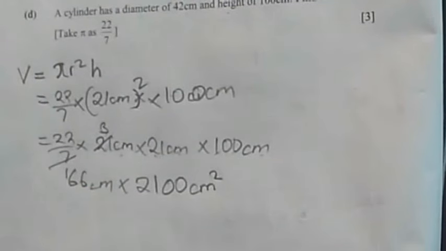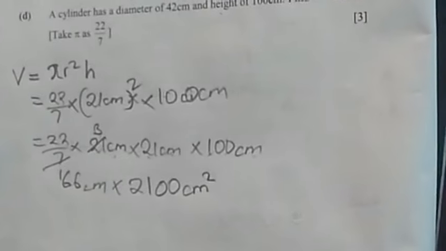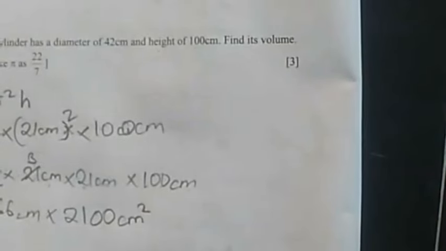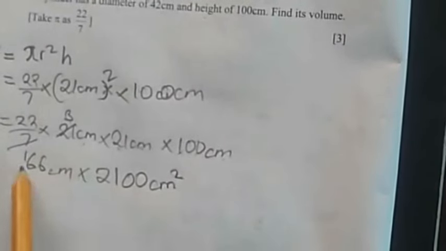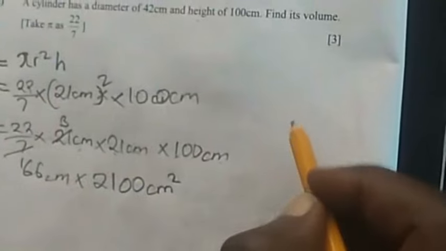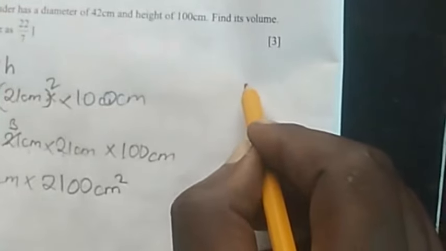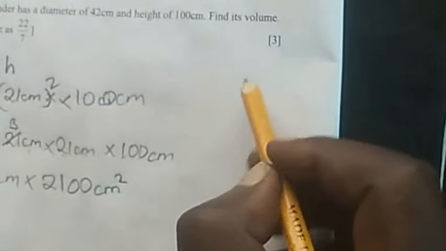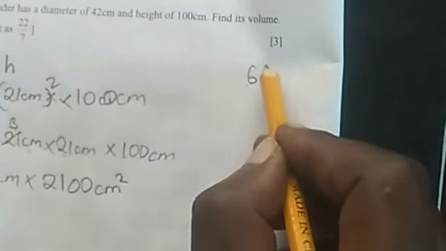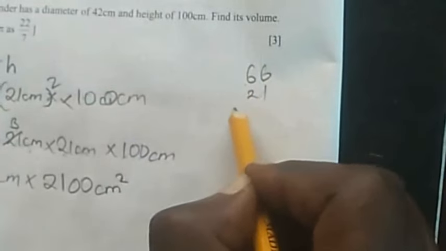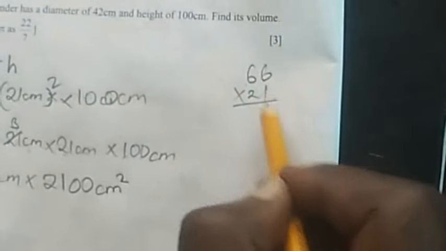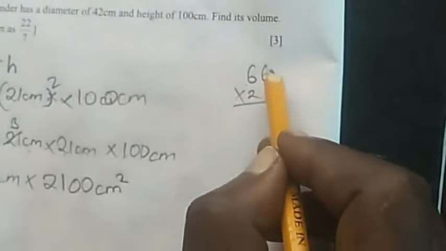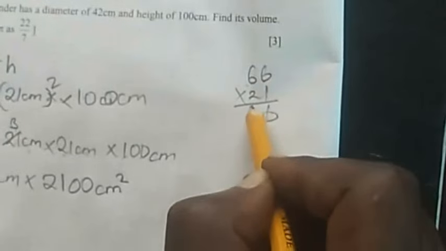Okay, so now we can multiply that. If you don't know how to multiply, we can multiply. So we're going to ignore the 2 zeros again here, then we're going to multiply 66 by 21. So I'm going to demonstrate how to multiply here. I'm going to say 6 times 21. Then 1 times 6 will give us 6.